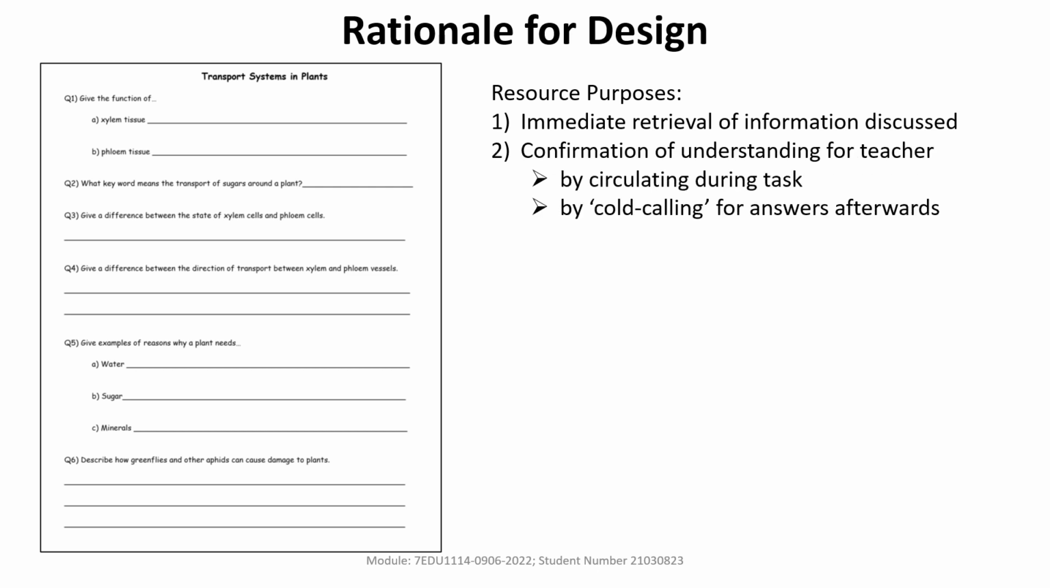The second is to help the teacher confirm what concepts have been understood when the answers are discussed in class, and any misconceptions that need addressing. This is ensured in two ways, partly by circulating when students are working, taking questions and addressing any signs of uncertainty or being off task, and also by cold calling when it is time to go through the answers.